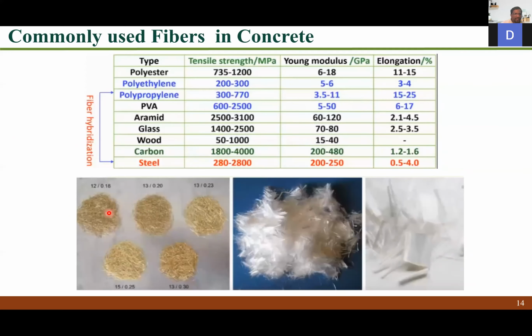Usually the diameter ranges from 0.2 to 0.3 mm, and length we want to keep relatively short. Usually we use hooked-end fibers of 13 mm length, which is commercially easily available in the market. So that's what we try to use. However, we can also use, you can see, diameter 0.18 with 12 mm, 13 mm, 0.2 mm diameter. So like that, different things. But usually we try to keep the length to less than 15 mm.